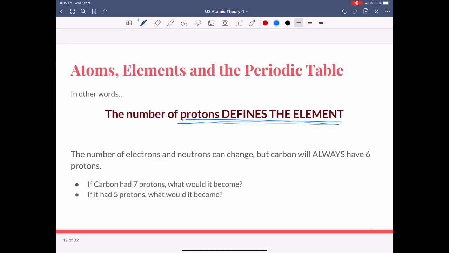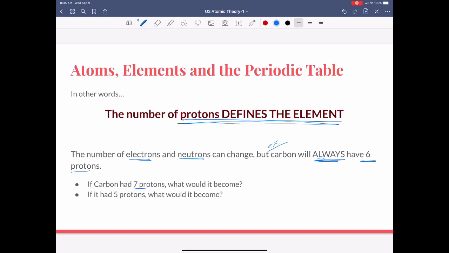All right, so electrons and neutrons may change, and that's what we're going to look at next class. Electrons and neutrons, they can change. But, for instance, an example using carbon, carbon always has 6 protons. Always. If I were to change the number of protons, I no longer have carbon.